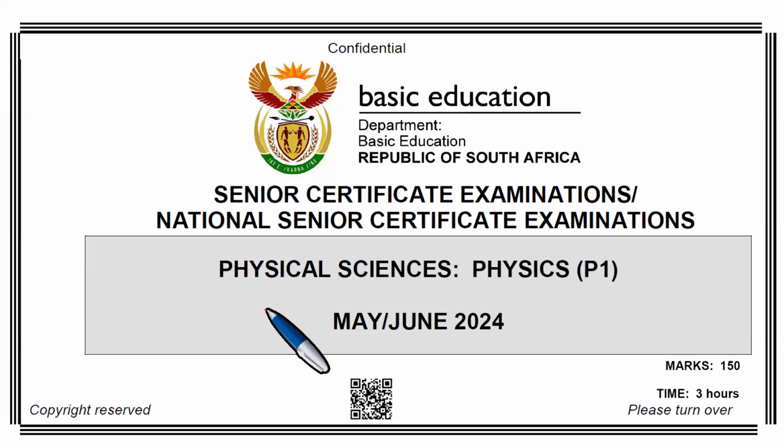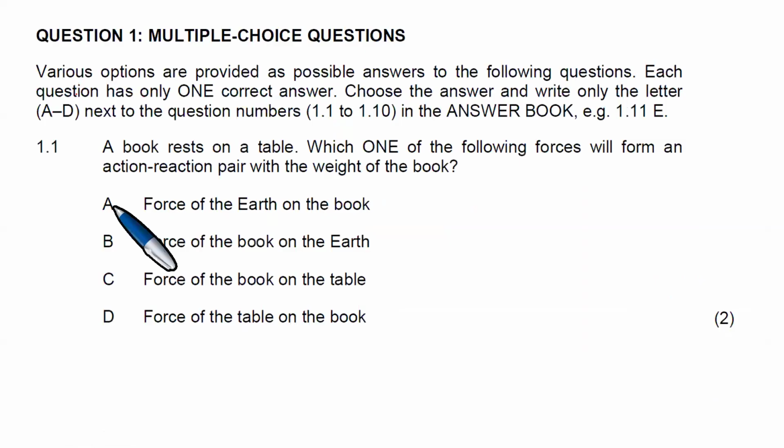In this lesson, we focus on physical sciences. Physics, paper 1, May/June 2024, 150 marks, 3 hours. And we are getting started with the questions. We will actually discuss the multiple choice questions first.